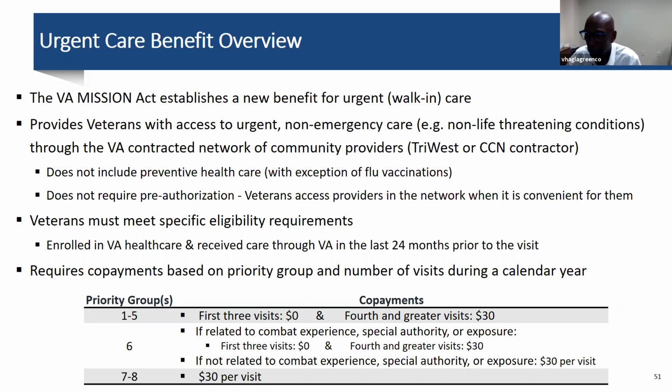If you're in priority group 1 through 5, and priority groups are how we determine how you receive your care based on your service connection. For example, myself, I'm 90% service connected, so I'm in priority group 1. So if you're 50% service connected or greater, you're in priority group 1. Being in priority group 1 means that everything, service connected and non-service connected, is free. And you can go to www.va.gov to find out more about your priority groups. For priority group 1 through 5, the first 3 visits are free. Your 4th visit, you must pay a $30 copay.